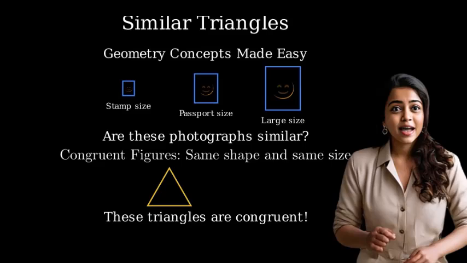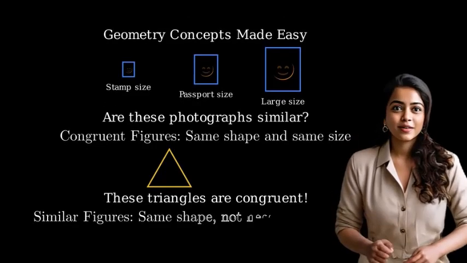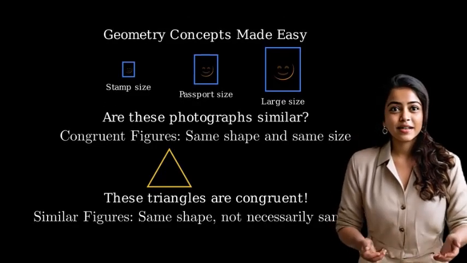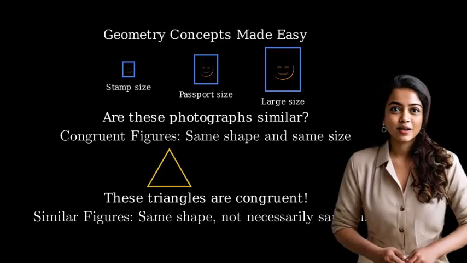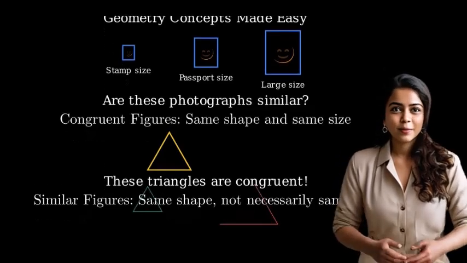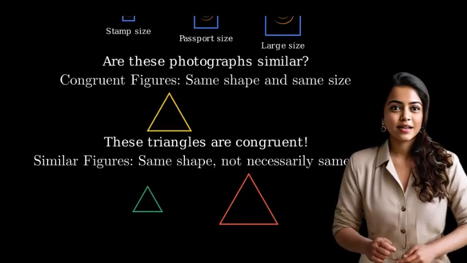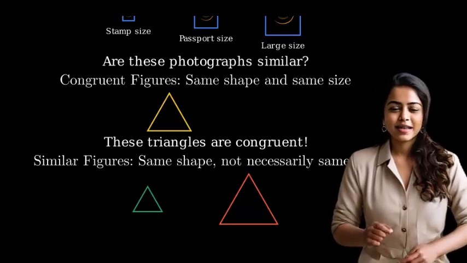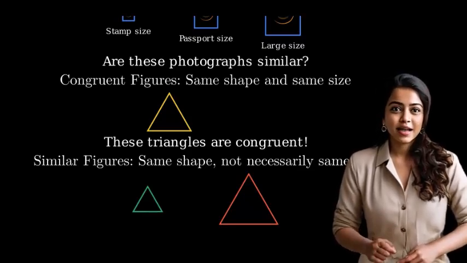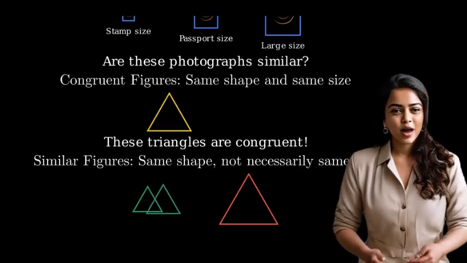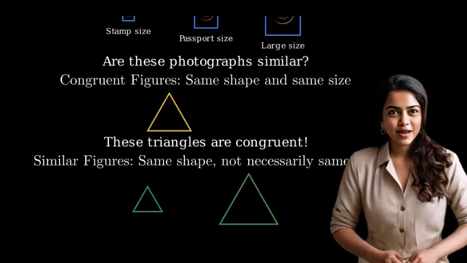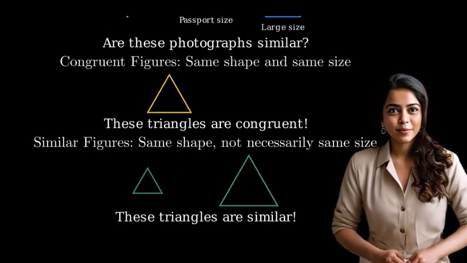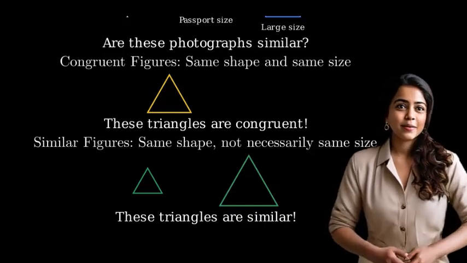Now, let's talk about similar figures. Two geometrical figures that have exactly the same shape but not necessarily the same size are known as similar figures. Let's look at these triangles. Are they similar? These triangles don't overlap because they're of different sizes. However, if we scale the smaller triangle proportionally, we can see that they have the exact same shape. This means these triangles are similar as they have the same shape but different sizes.